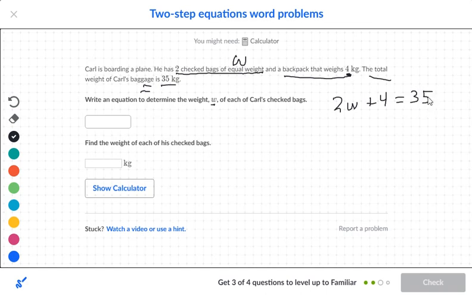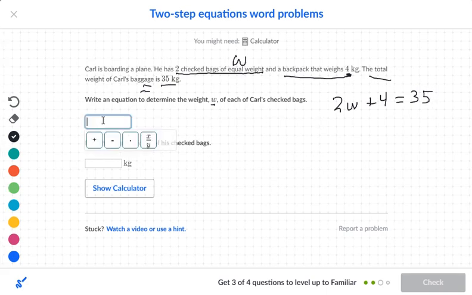So again, it should be 2W because we have 2 bags that are equal weight, so we can say 2W. And then we have the backpack that weighs 4 kilograms, so that's our plus 4. And then our total is 35. So let's type that in.